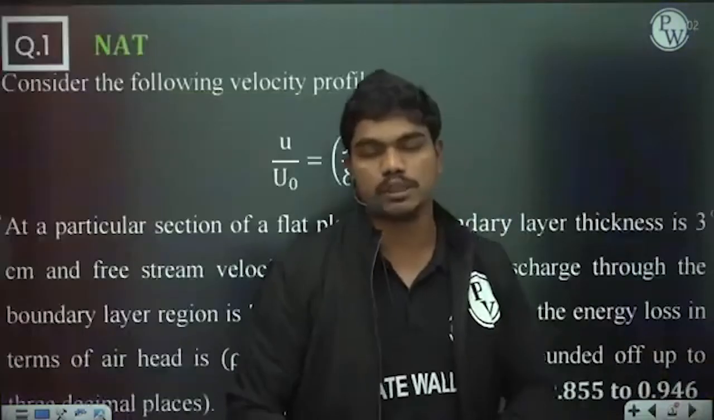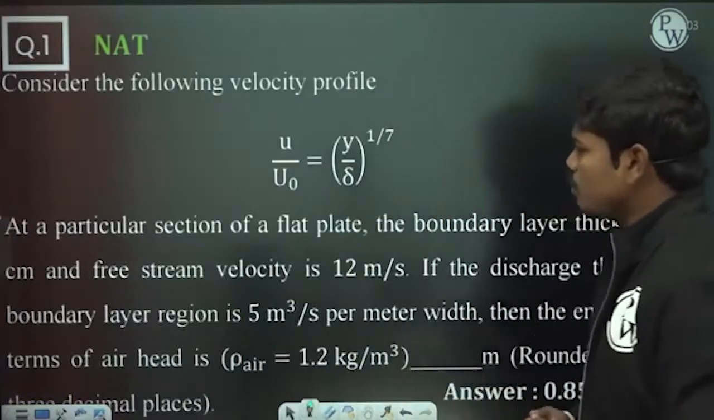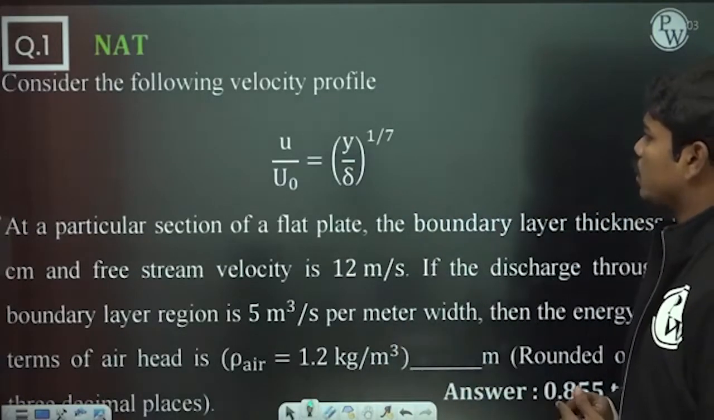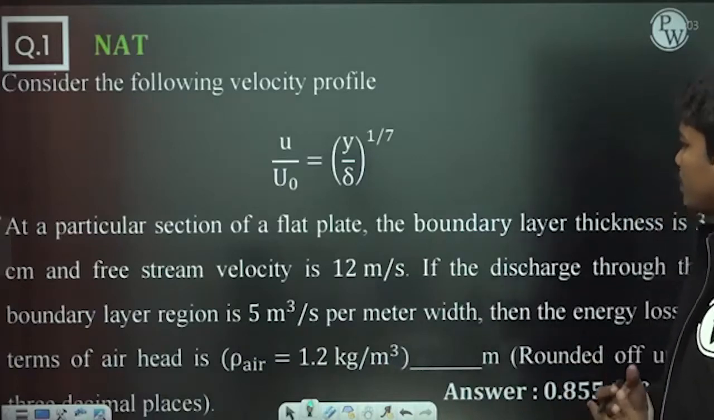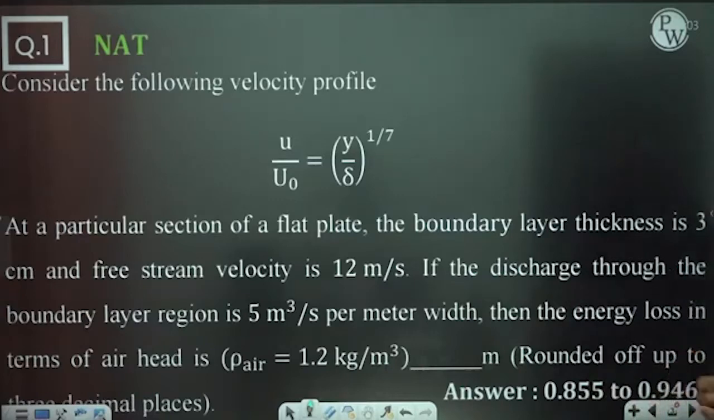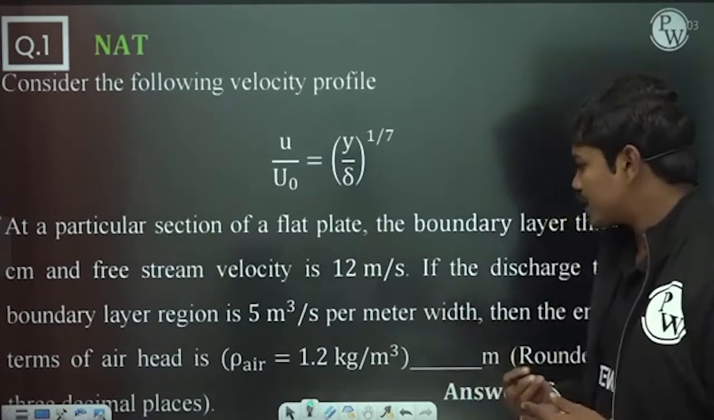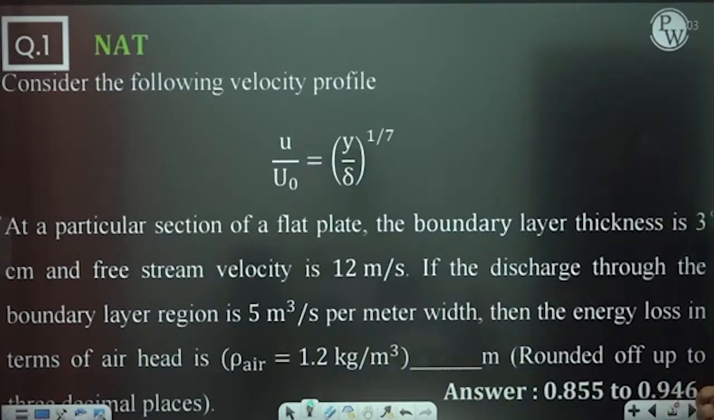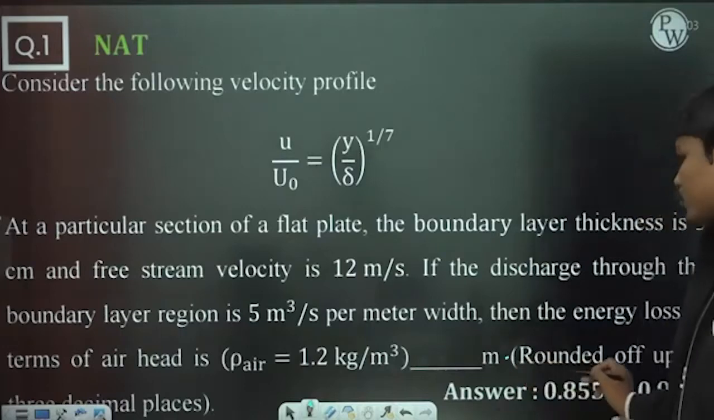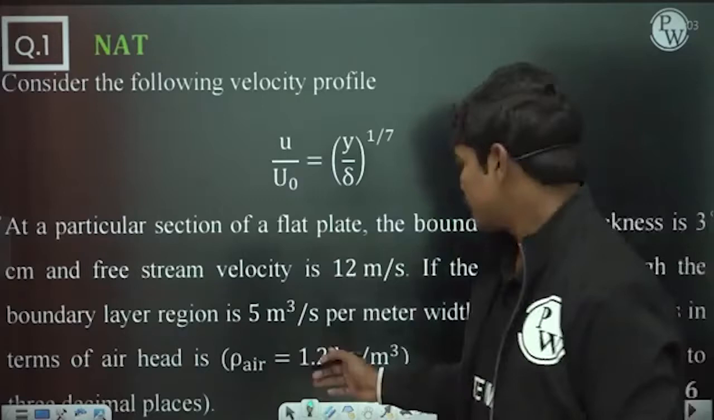Good morning. So first let us right away start with the first problem of this class today. Consider the following velocity profile: u by u naught is equal to (y by delta) to the power 1 by 7. At a particular section of a flat plate, the boundary layer thickness is 3 centimeters and the free stream velocity is 12 meters per second. If the discharge to the boundary layer region is 5 meter cube per second per meter width, then the energy loss in terms of air head is dash meters. Round off up to 3 decimal places, and density of air is taken as 1.2 kg per meter cube.